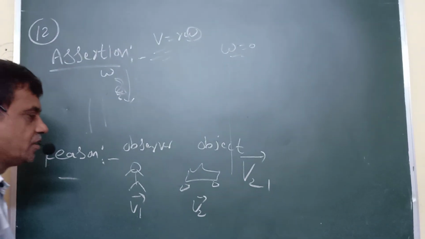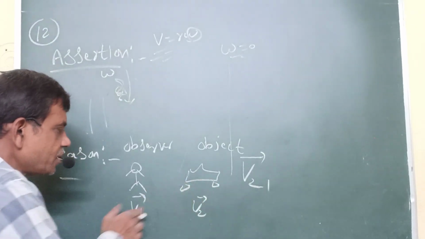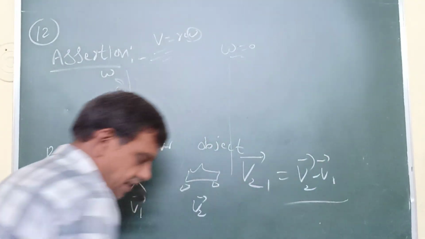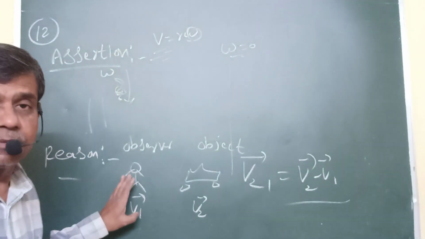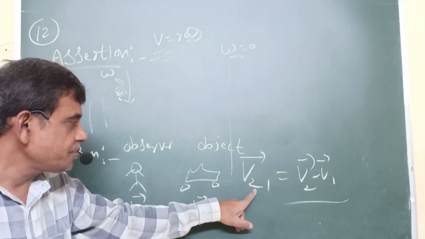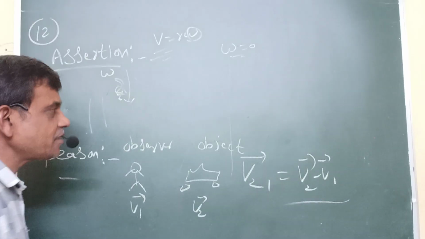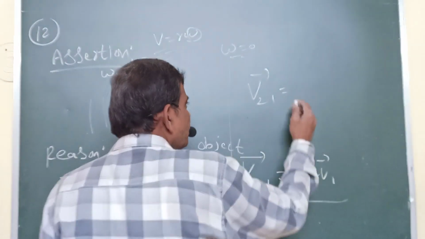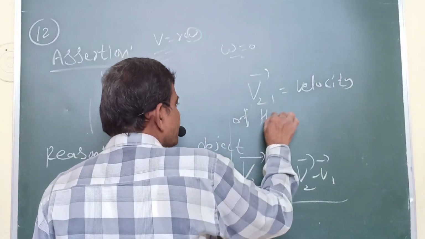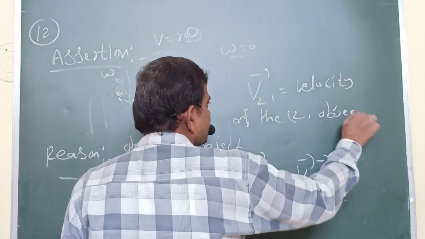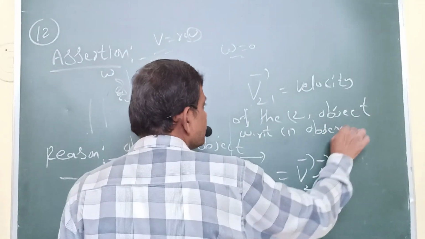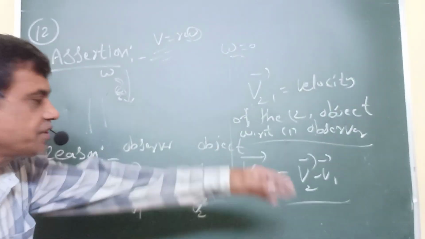This is the relative velocity concept. Velocity of the object. Who is observing? The observer, that comes 1. So you write this as v2 minus v1. That is the concept of relative velocity. Who is observing? Observer. Who is moving? The object is moving. So first comes the object. Velocity of the object with respect to 1. What is the meaning of v21? v21 means velocity of the second, the object, with respect to 1, the observer. That is the meaning of what we are writing as v2 minus v1.